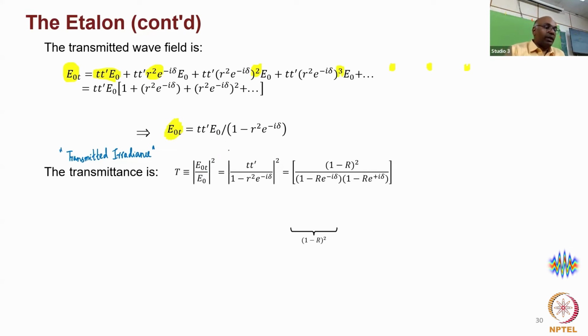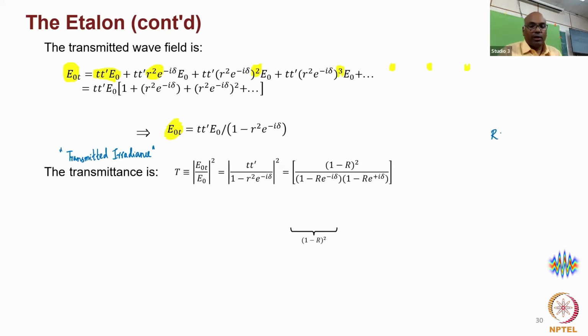So looking at the expressions here, E naught T essentially is TT prime divided by 1 minus r square e to the i delta multiplying E naught. So this quantity is now TT prime divided by 1 minus r square e to the i delta, and it's the square of its absolute value. Okay, so now we want to simplify this even further, which we indeed can, by considering the next quantity.